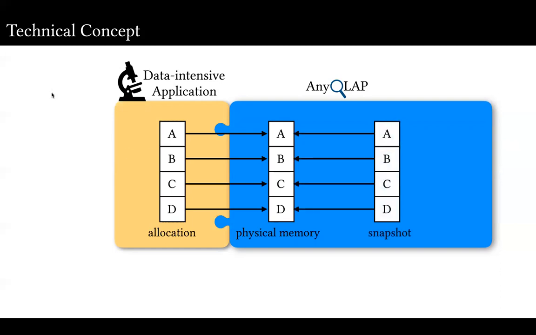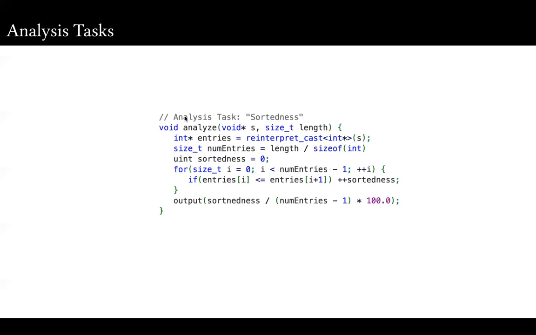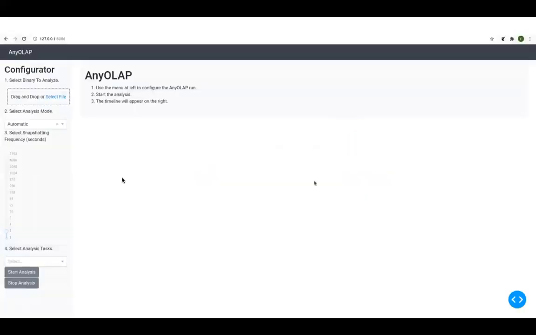Now, these snapshots are also stable, so if writes are happening in the host application, then they do not become visible in our snapshots. So there's a copy-on-write mechanism in place. And this allows us to essentially perform analysis on these virtual snapshots directly. Now, a task could be to compute the sortedness, for instance, of an array that is currently being sorted by our host application. And this analysis task could look like this. It essentially runs over the array and computes the current sortedness. And exactly this will now be utilized in the actual demonstration.